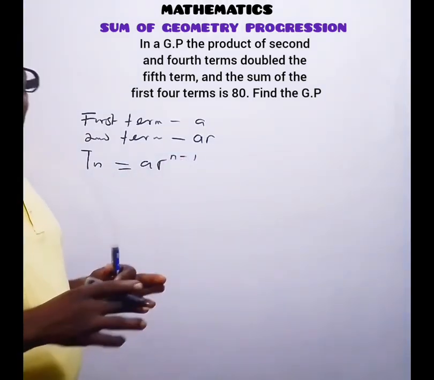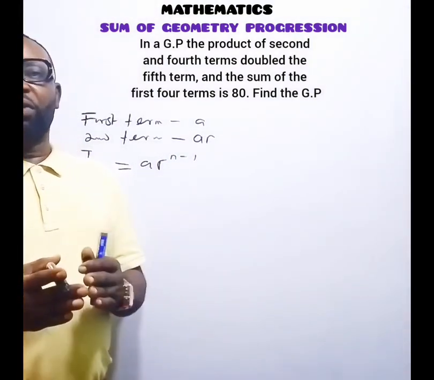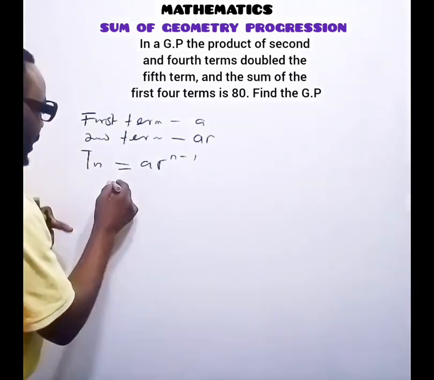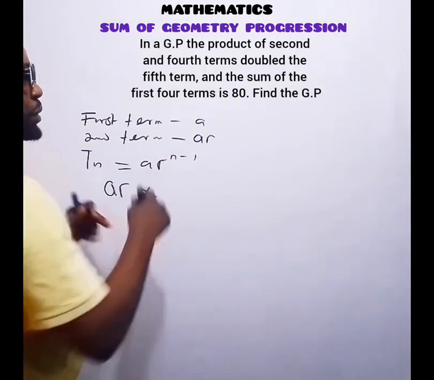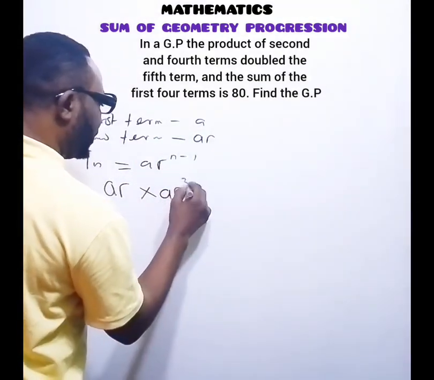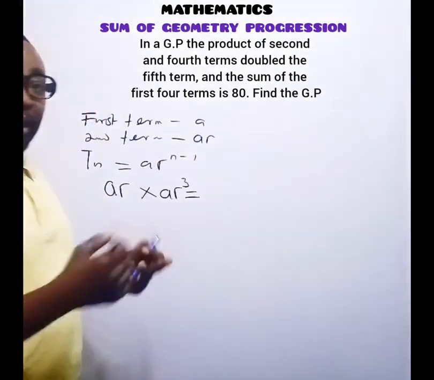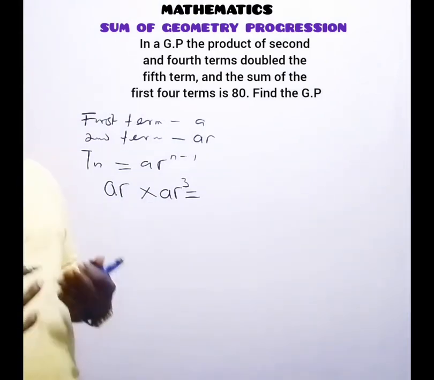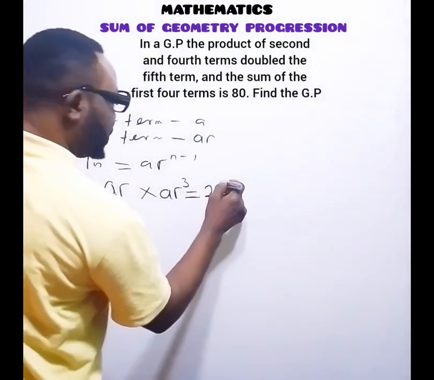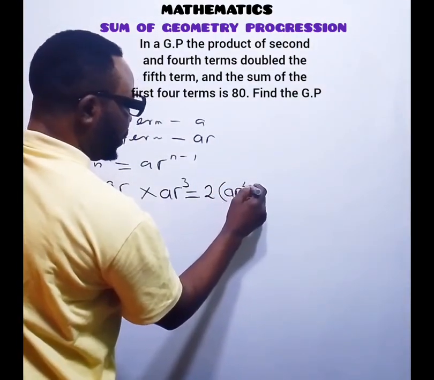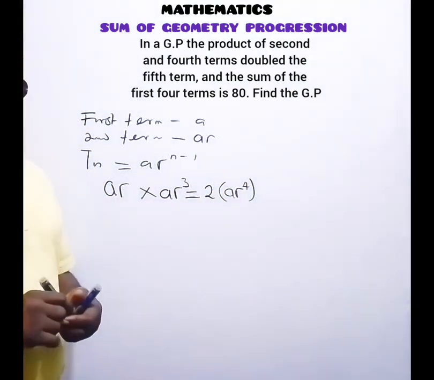Now, in this case, what the question gave us is that the product of the second and fourth term, this is the second term, AR, multiplied by the fourth term, which is AR raised to the power of 3. This question says that it's doubled. The meaning of double means to multiply by a particular value. Doubled the fifth term. What is the fifth term now? AR raised to the power of 4. Following this formula to get the nth term values.